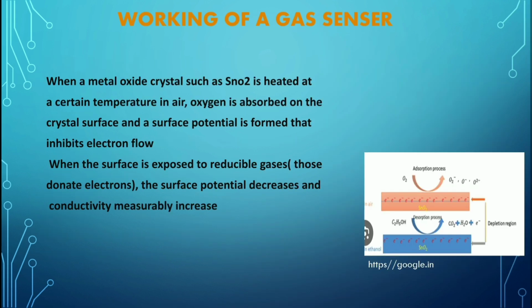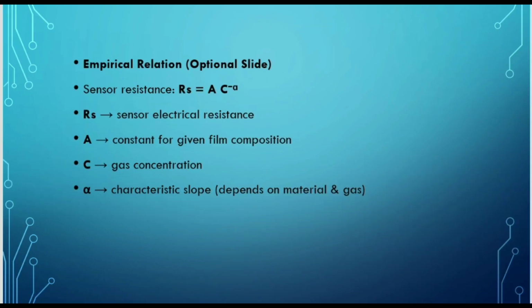Let's see the working of a gas sensor. When a metal oxide crystal such as SnO2 is heated at a certain high temperature in air, oxygen is adsorbed on the crystal surface and a surface potential is formed that inhibits electron flow. When the surface is exposed to reducing gases, the surface potential decreases and the conductivity measurably increases. The relationship between the film's electrical resistance and a given reducible gas concentration is described by the following empirical equation.